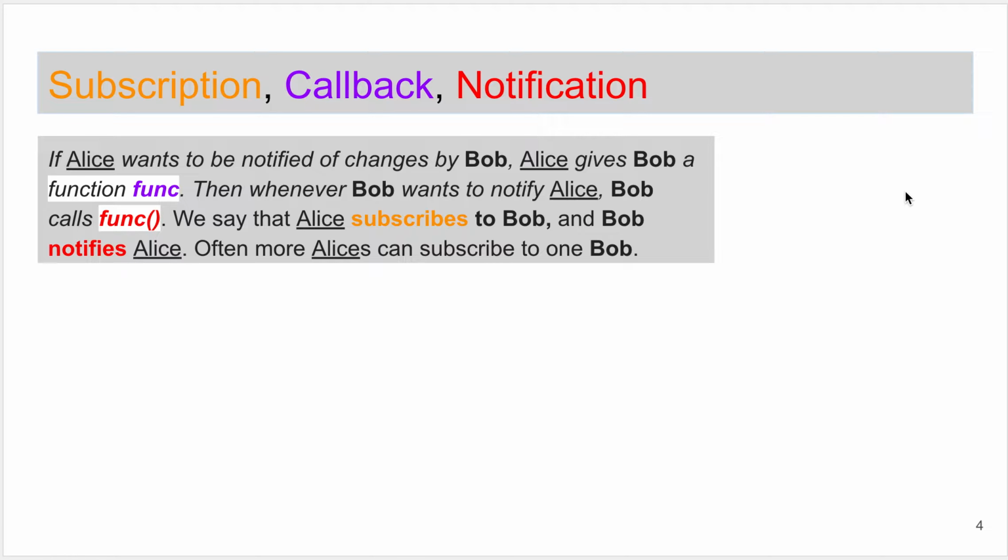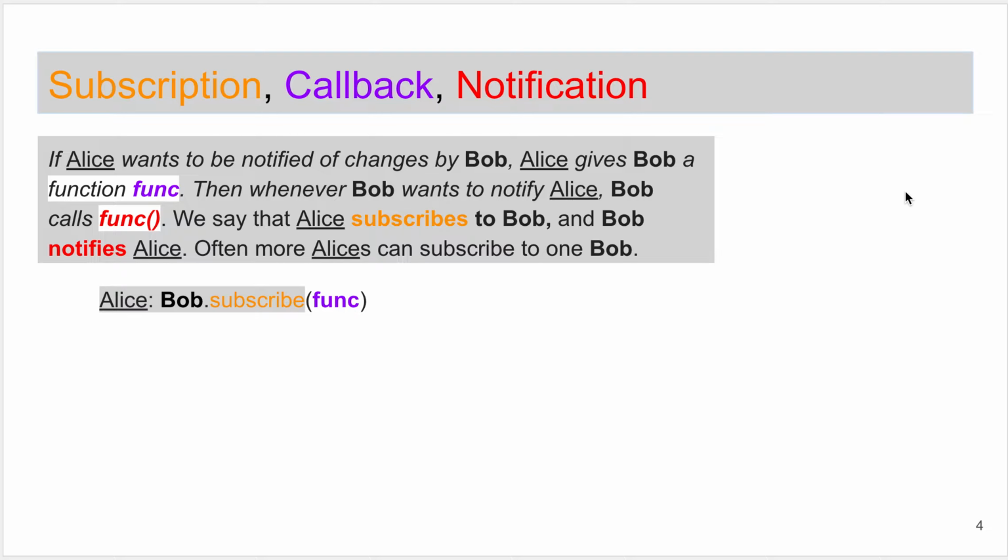This is a very general principle in interaction programming. We can say that if Alice wants to be notified of changes by Bob, Alice gives Bob a function. Then whenever Bob wants to notify Alice, Bob calls the function. We say that Alice subscribes to Bob and Bob notifies Alice. Often more Alices can subscribe to one Bob.